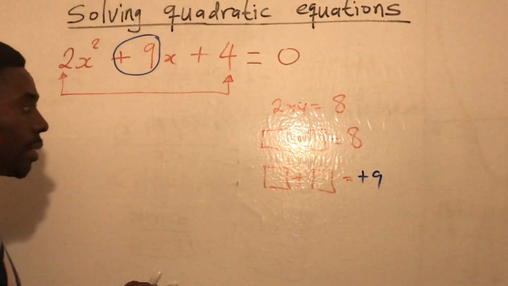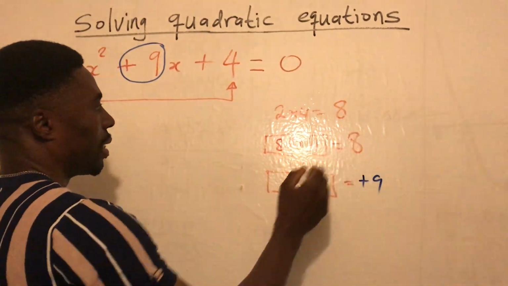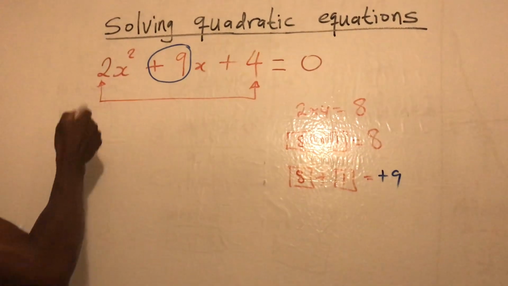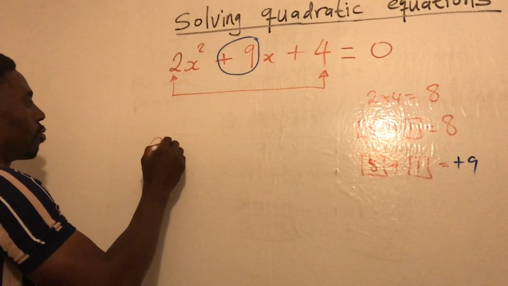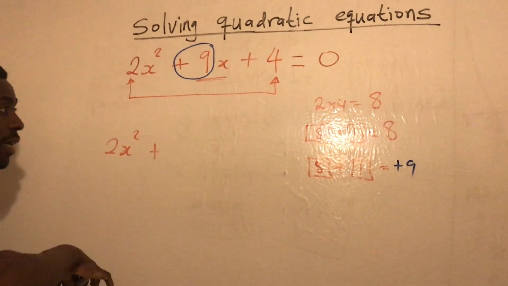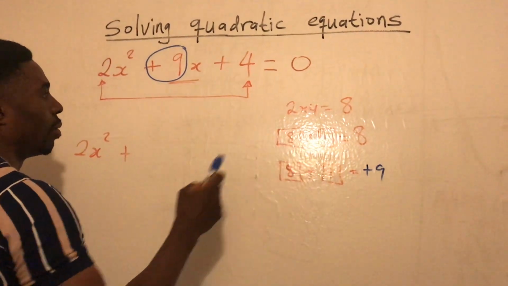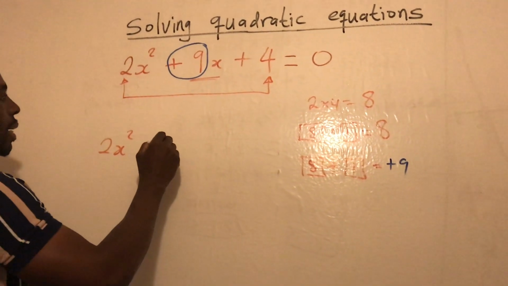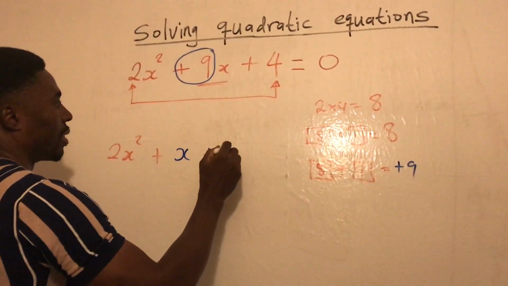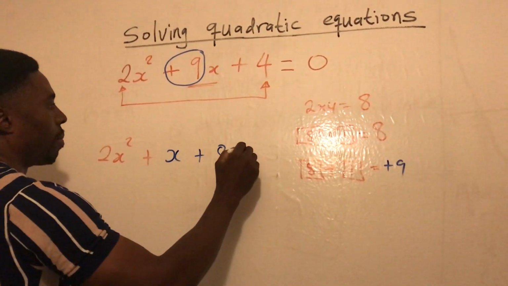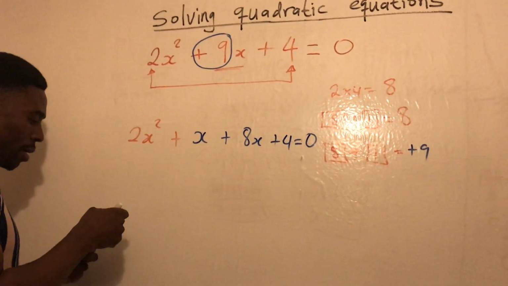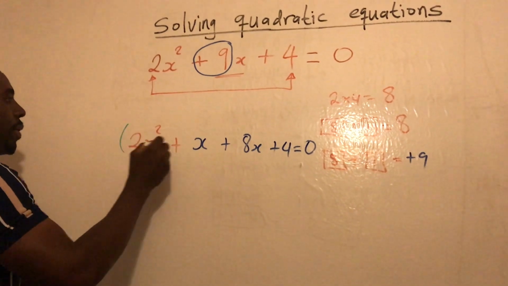And the numbers are 8 times 1 is 8, and 8 plus 1 is 9. So I'm going to write the quadratic again: 2x squared plus, in place of the 9x, I replace it with 8x and 1x. So I can write it as x for 1x plus 8x, and I have plus 4, and that equals 0. From here, we're going to put these quadratic terms in pairs.